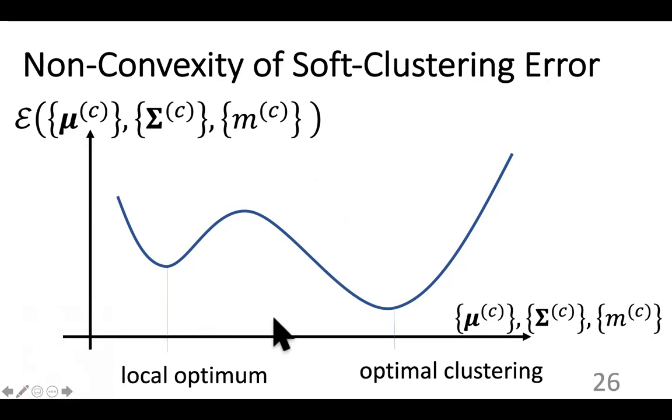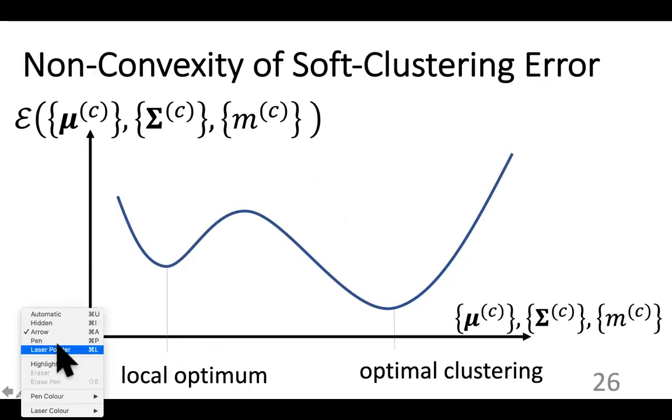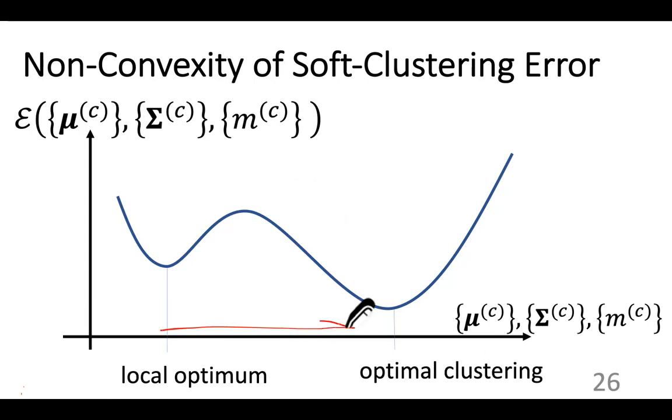And what we do in our soft clustering algorithm, we move around this axis here and try to find the clustering, characterized by means, covariance matrices, and so on, that has the smallest possible soft clustering error. However, it depends heavily on the initialization. So if our first educated guess is here, then we run the soft clustering iterations, we might end up in this optimal clustering. However, if we initialize here, we are unlucky, then we end up here. And this is a local optimum.